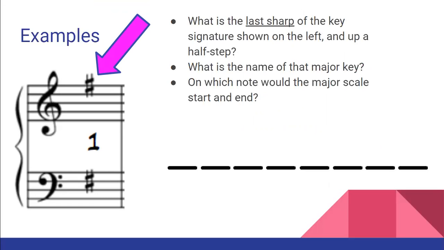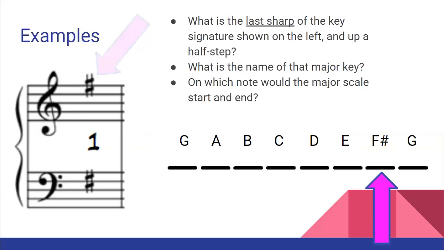So that's what our scale is going to start on, G. We have to remember to substitute that F sharp in where F would belong. So we have G, A, B, C, D, E, F sharp, G. And taking it backwards, G, F sharp, E, D, C, B, A, G. And that's our G major scale.